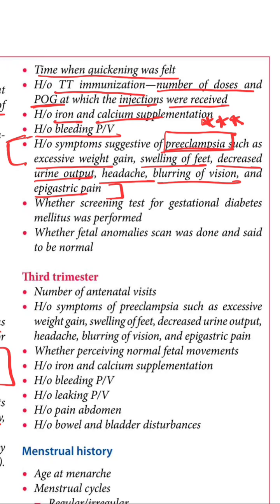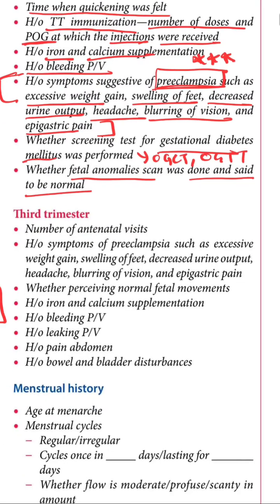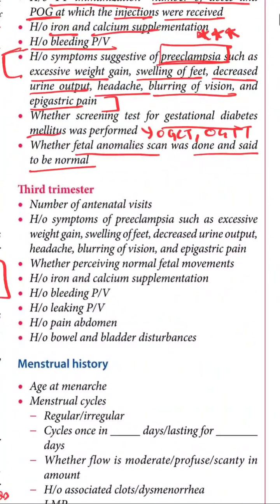Whether the screening test for gestational diabetes mellitus was performed, it can be either OGCT, oral glucose challenge test, or OGTT, oral glucose tolerance test, anything. Whether fetal anomaly scan was done and said to be normal should be asked. Remember guys, generally dating scan is done during the first trimester, NT scan is done during the second trimester, and growth anomaly scan is done during the third trimester.